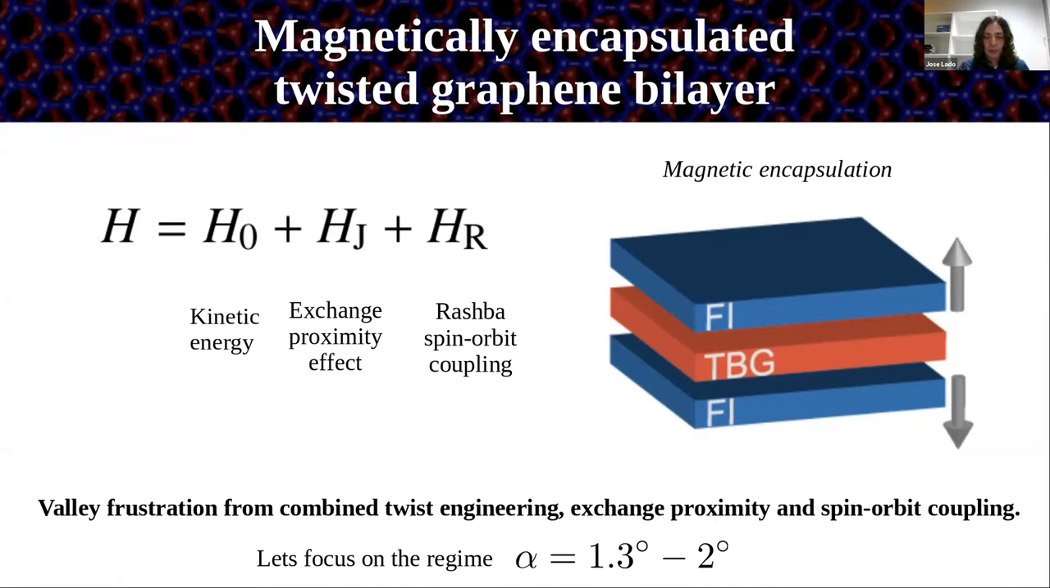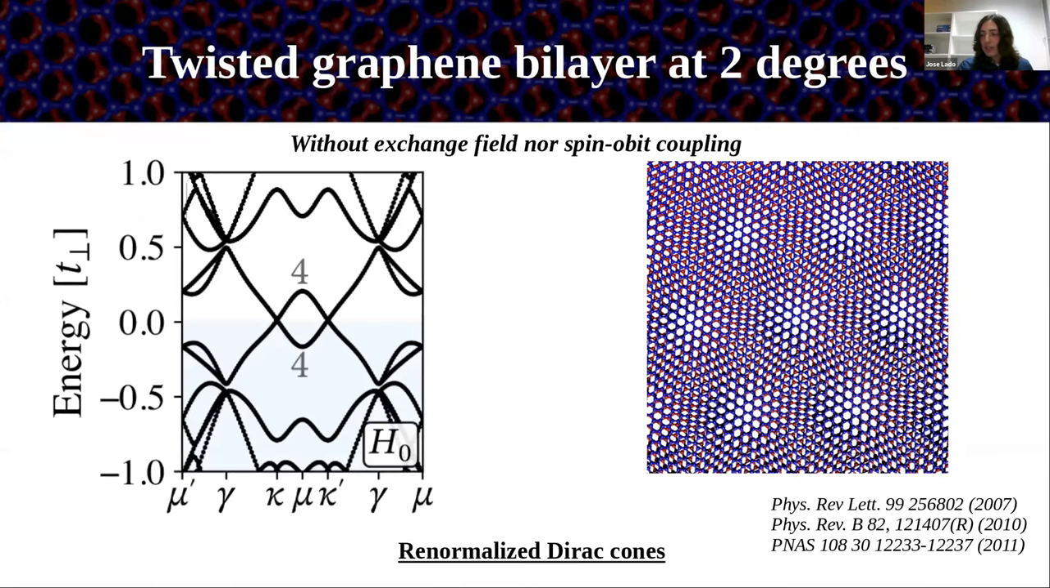1.3 and 2 degrees. So let's start with the simplest case, which is twisted graphene bilayer without any kind of ferromagnet above and below. And if you look at the regime of 2 degrees or so, what we know is that we essentially have a renormalized Dirac cone, in which the Fermi velocity is a little bit smaller than for pristine graphene. And these states are, of course, localized around the AA regions.